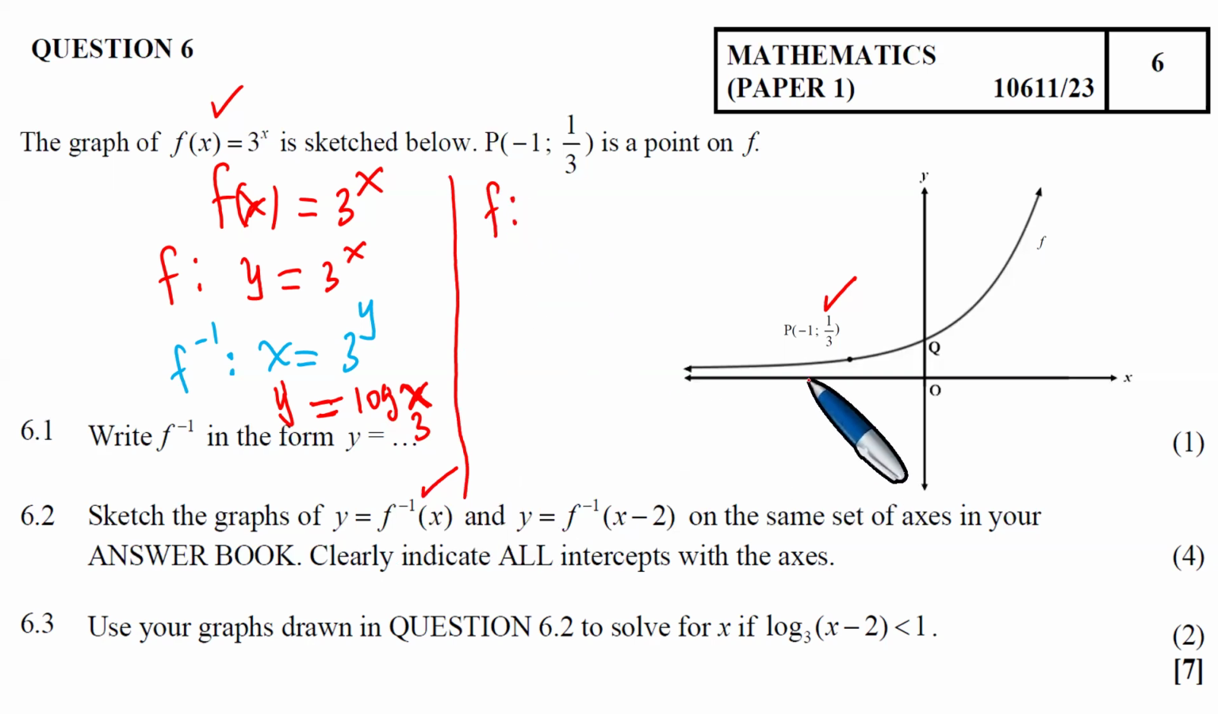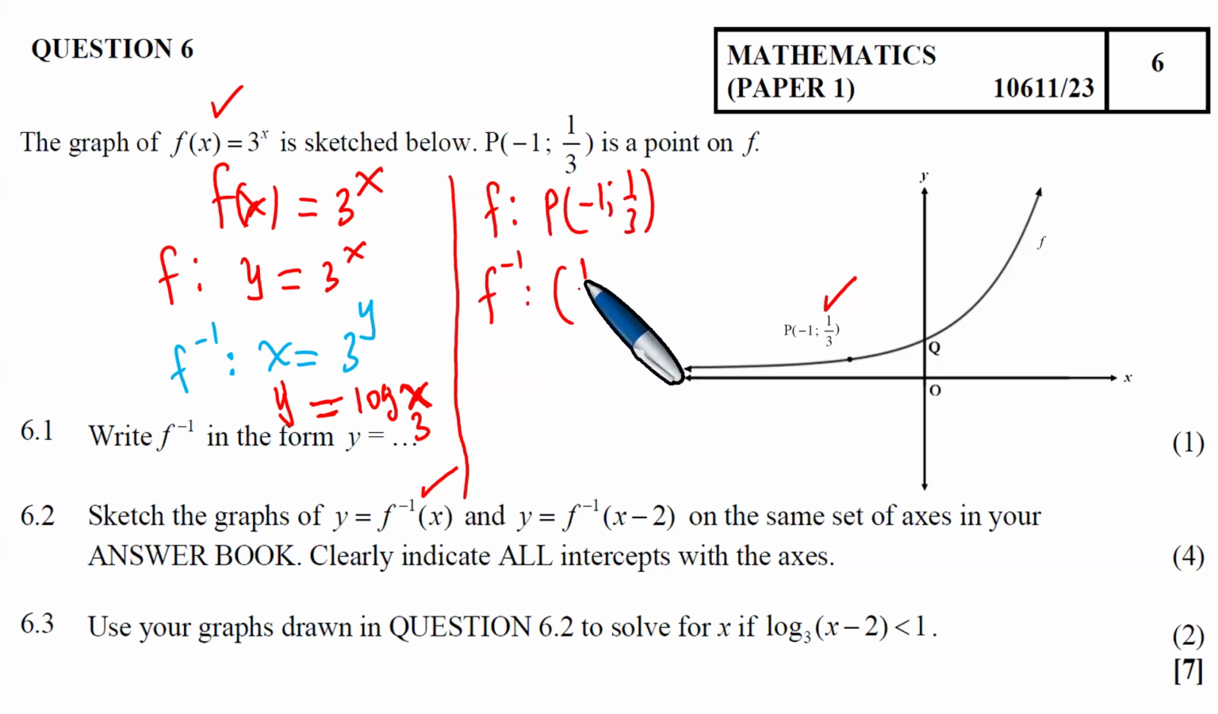Okay, to do this, you need to take points. There's a point P with coordinates on the graph of F. The point P has the coordinates 1 and what? And 3. Then you need to identify a point on F inverse. A point on F inverse is going to switch the coordinates. So it's going to have 1/3 and what? And minus 1. Like on F, there is a point and there's also a point here. This is the graph of F.